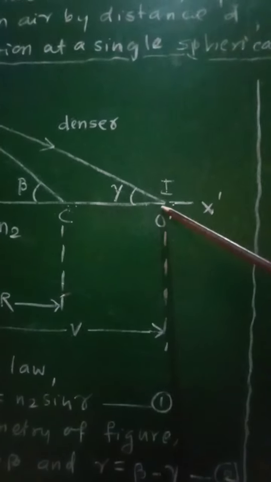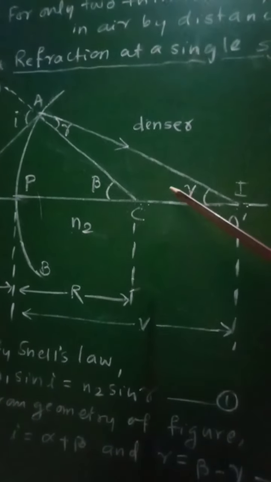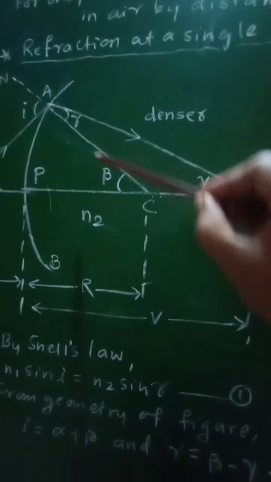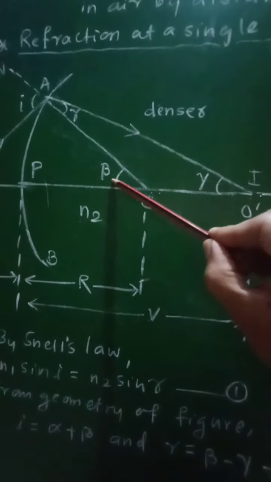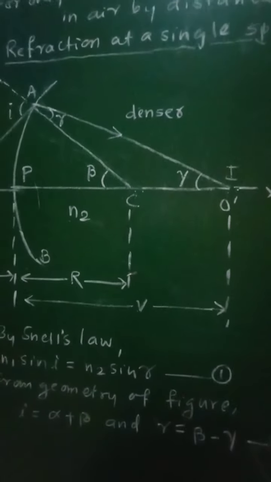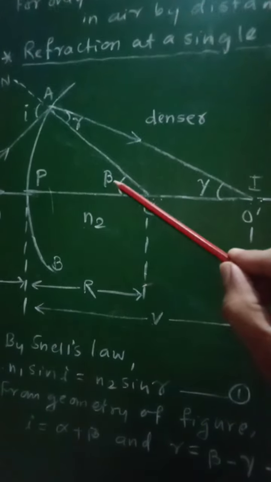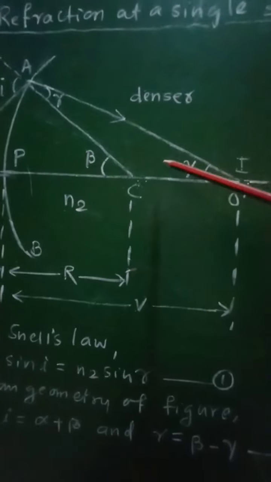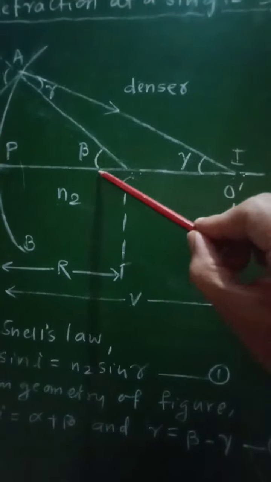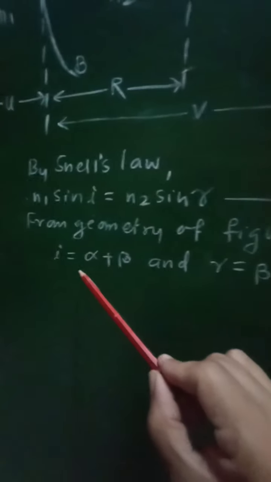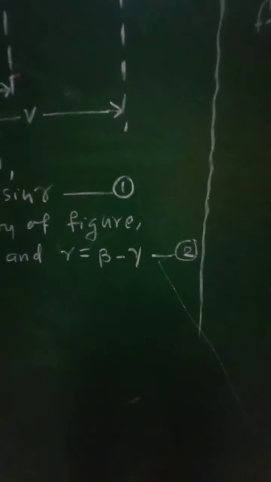Similarly, let us consider triangle ACO'. Here the angle is gamma, here it is R, here it is beta. Now this beta is again an exterior angle for this triangle, so again using the property of exterior angle we can write beta is equal to R plus gamma, and therefore R is equal to beta minus gamma. This will represent equation number 2.